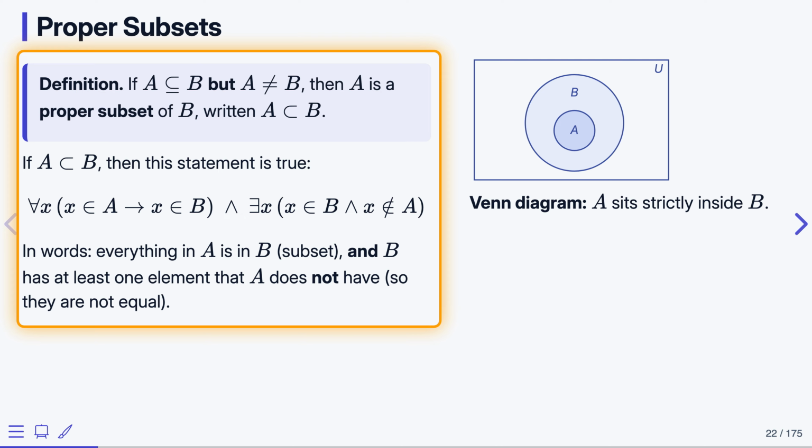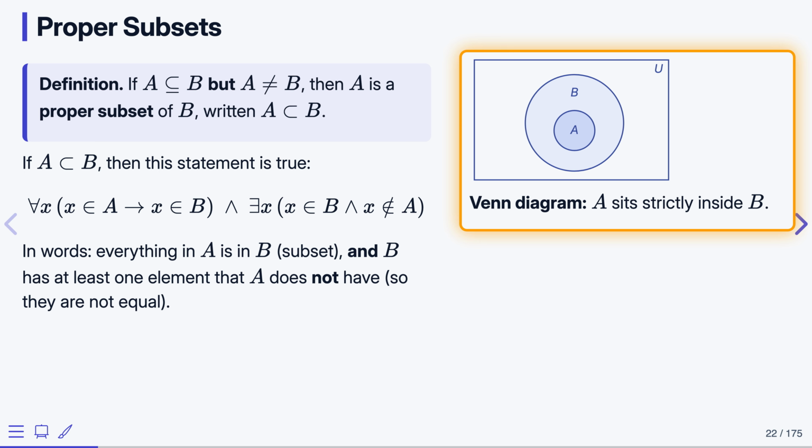Read that in words. The first part says everything in A is also in B, so A is a subset. The second part says B has at least one extra element, so the two sets are not equal. The Venn diagram shows it. The big rectangle is the universal set U, the larger circle is B, and the smaller circle A sits fully inside B, with room to spare. That extra room is the element B has but A does not.